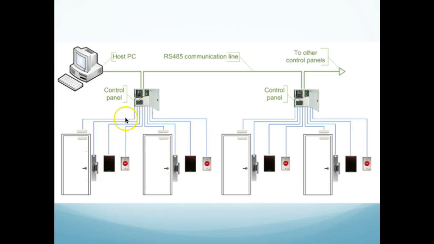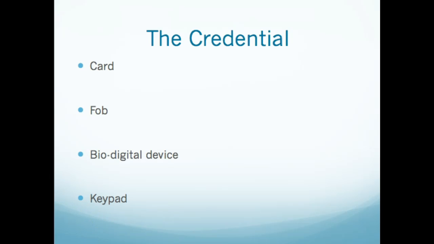Badge to reader, goes to the control panel, which every so often gets new information sent to it by the host, and it makes a decision yes or no, and it tells the lock yes or no, open or don't open. Very simple stuff. So now we know the components and how they kind of interact.